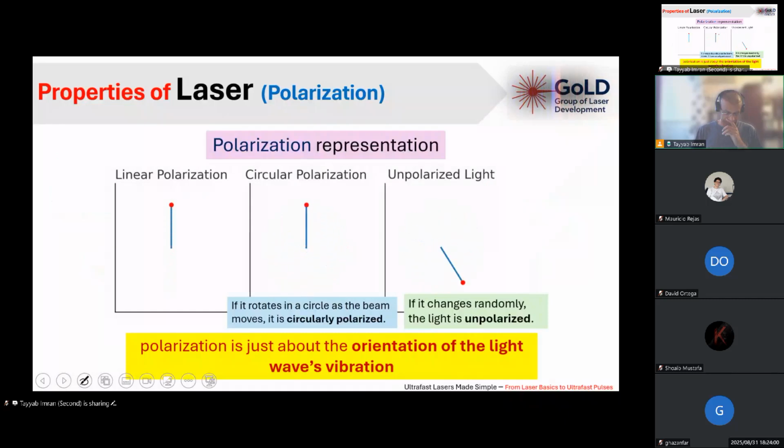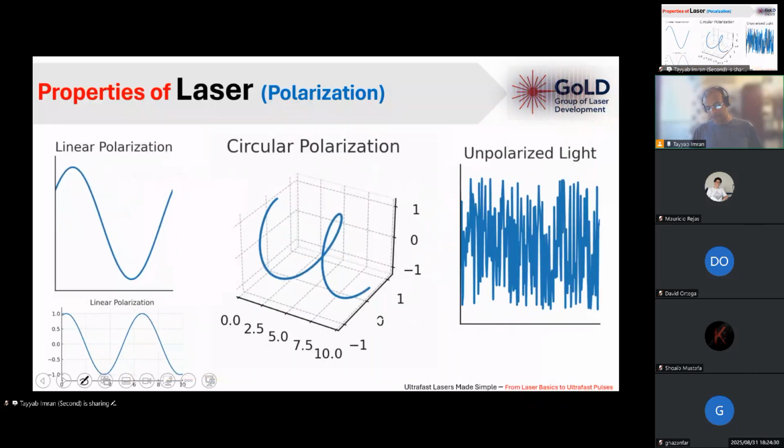So polarization representation is a kind of vector we are showing here. In the case of linear polarization, you can guess, it's going up and down. This linear polarization can be vertical, can be horizontal. This is a circular one, it's circulating around. Unpolarized, it is random. To understand it in a much better way, the next slide will also help you.